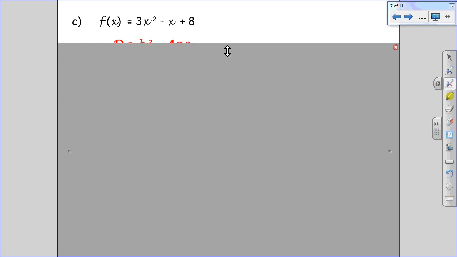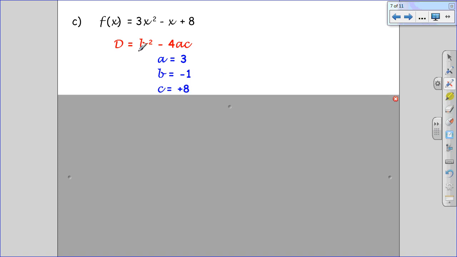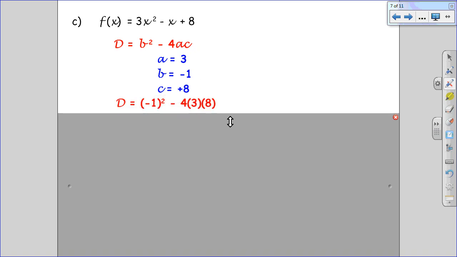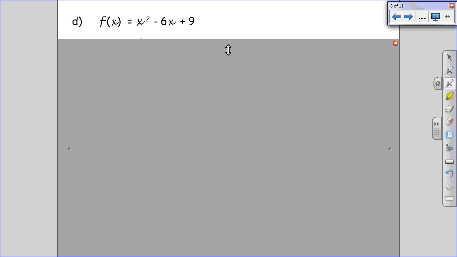Part C. Discriminant, b² - 4ac. The a value is 3, b is -1, and c is positive 8. So when I plug in, I'm putting -1 in brackets for b², 3 in brackets for the a, and positive 8 in brackets for c. (-1)² is positive 1, and negative times positive is a negative, and I end up, again, with a negative discriminant. Which makes sense that I could end up with positive and negative discriminants. There's nothing saying something has to be positive or negative.